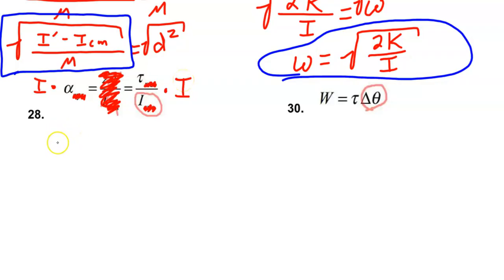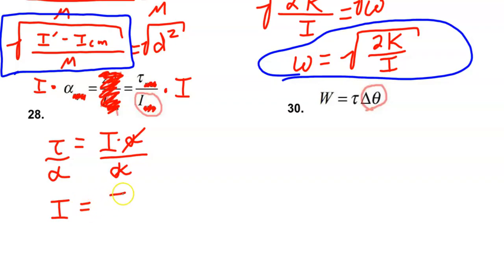So that gives me torque tau equals I alpha. And my goal is still to solve for I, so I need to divide both sides by alpha. And that will give me a solution. I equals torque divided by alpha. Cool.